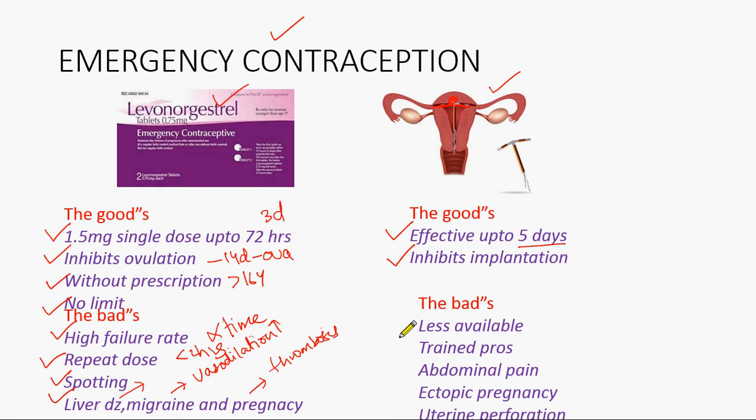The bads are it is less easily available when compared to levonorgestrel. Only trained professionals can put it, and there is abdominal pain during insertion. Because you have blocked the normal site of implantation, you are at risk of ectopics, and if you insert it in a wrong way, you can perforate or rupture the uterus.